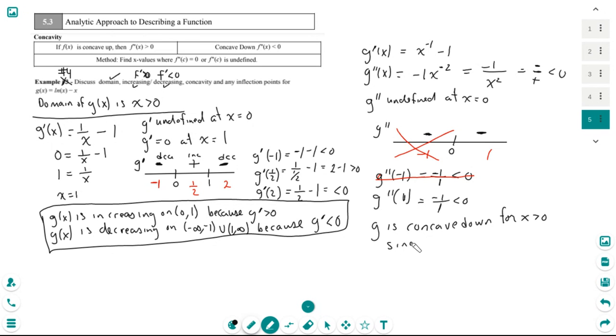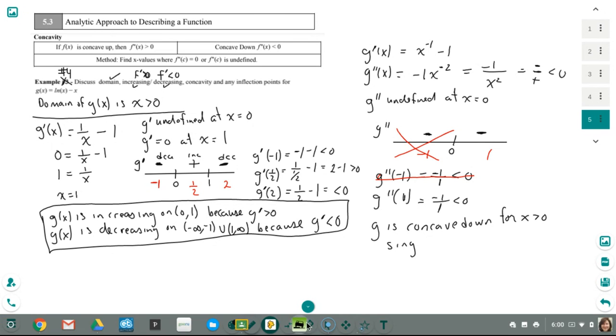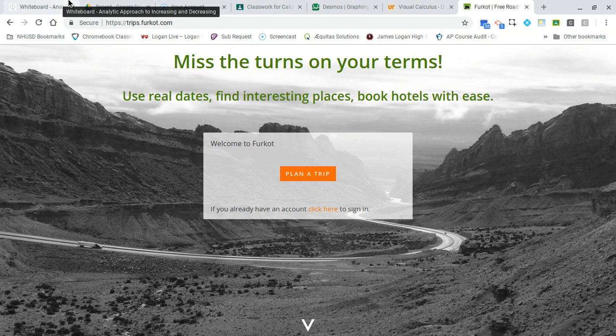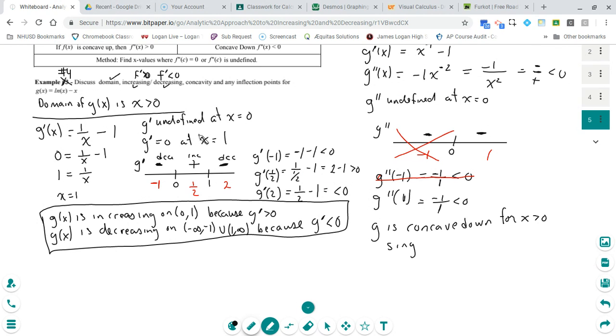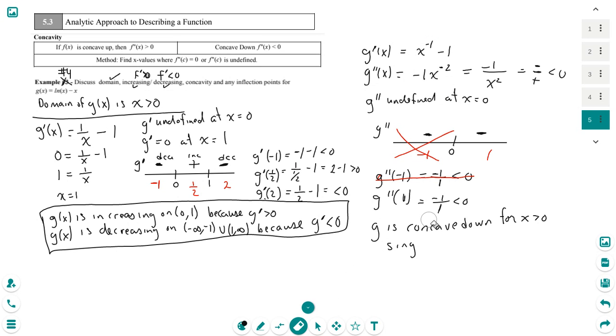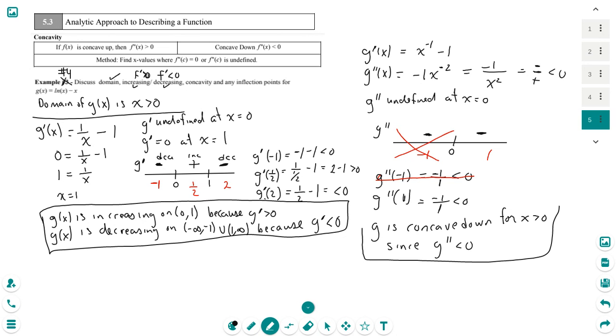Since g double prime is less than 0 on the entire domain, it's always concave down. And so that's the conclusion for my concavity.